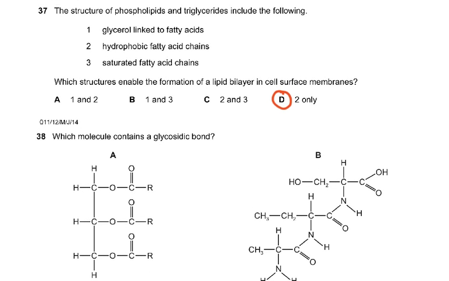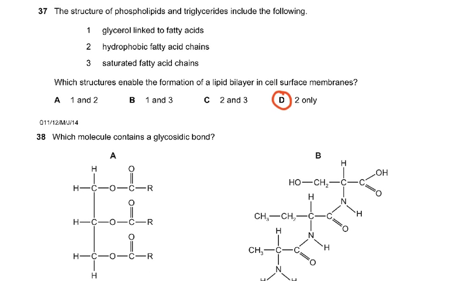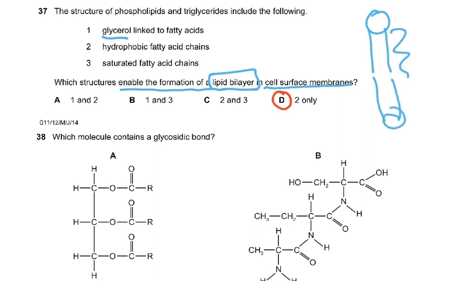The structure of phospholipids and triglycerides include the following: glycerol linked to fatty acids, hydrophobic fatty acid chain, saturated fatty acid. Which structure enables the formation of a lipid bilayer in cell surface membrane? So this is the question. The lipid bilayer is because the tails are oriented in towards the center. So this is the part which is hydrophobic. So that is why the answer was the hydrophobic fatty acid chain. They say which enables the formation of a lipid bilayer, and that was the only answer to that.